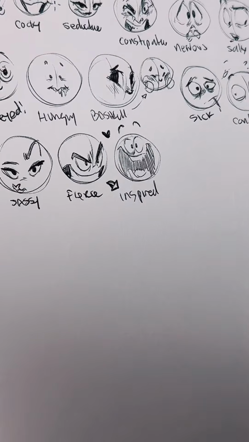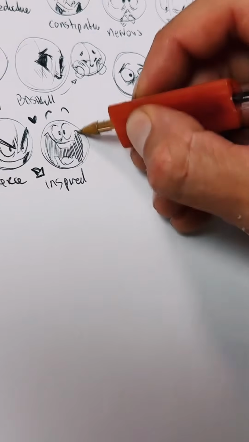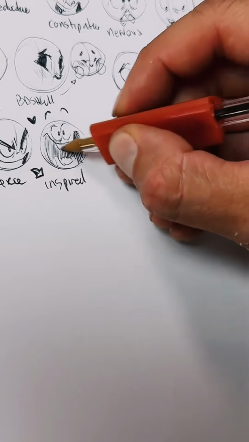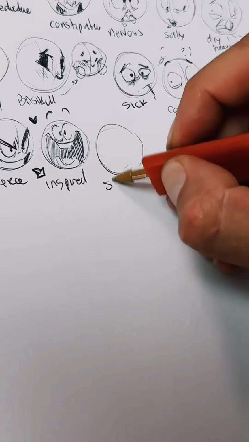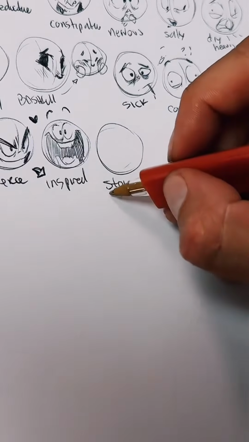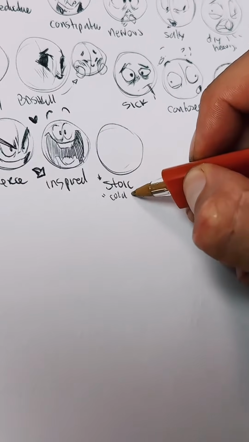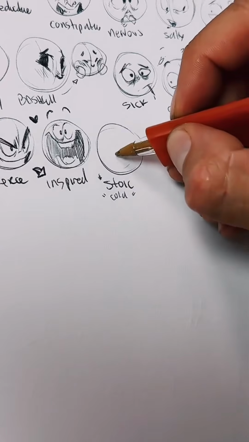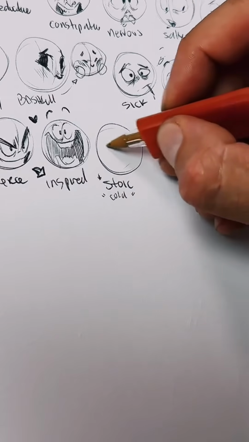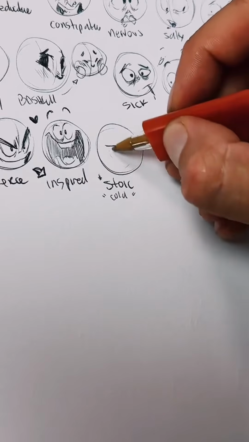Stoic. What is stoic? Not really sure what stoic is. I'm going to take stoic as seeing like somber, like cold. That is what I'm going to refer to as stoic because I don't know what it means. Cold. So stoic. Again, it would probably be like very close to indifference.